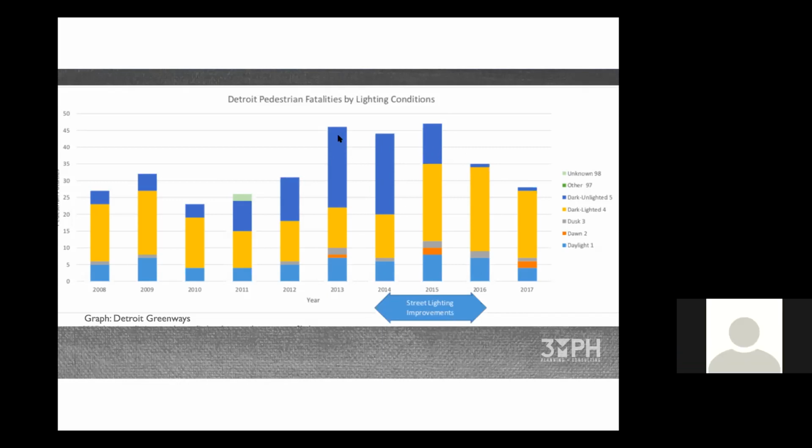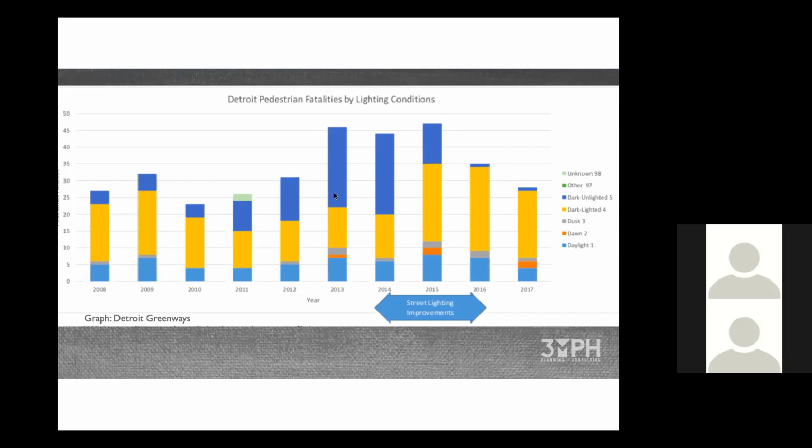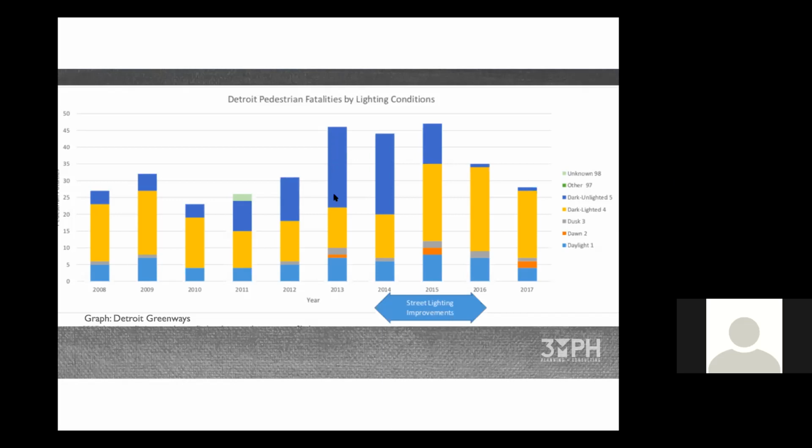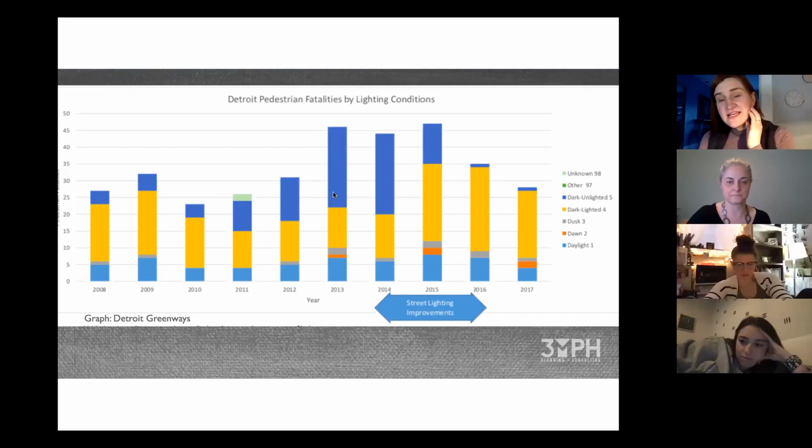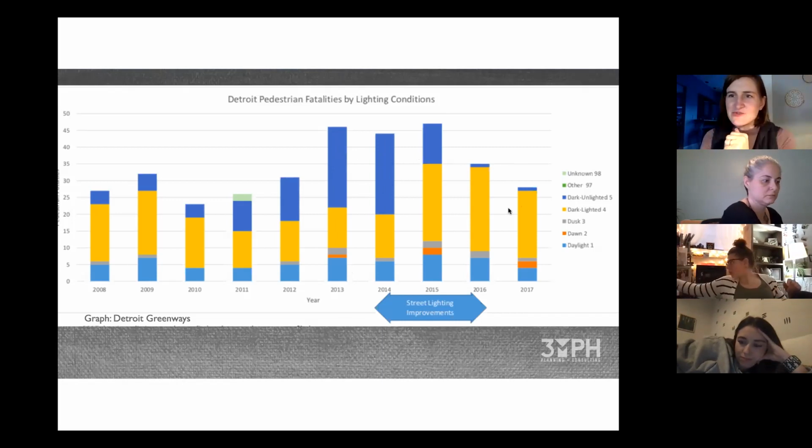This graph is hard to read, but this blue portion at the top of all these bar graphs is deaths that occurred in dark, unlighted conditions. They were having as many as 25 at the height, before they began this project. Those are almost completely eliminated overnight. They go from having 25 to having just one a year after that. So I think it's a big success story.